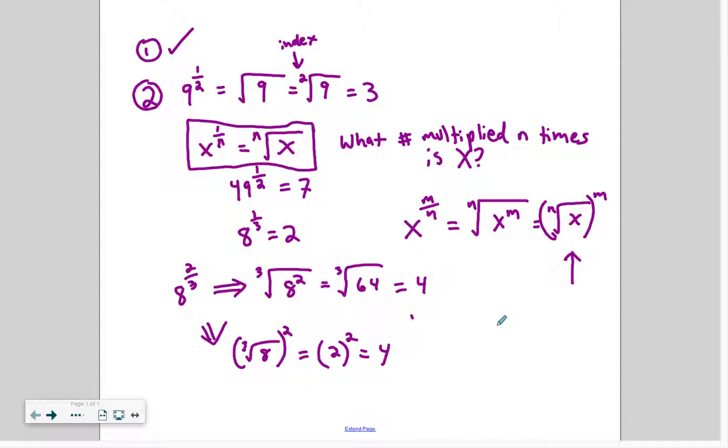Turns out you can also use this rule when trying to write in 2 different forms. So remember that rule, I'll write it one more time, or at least half of it: x to the m over n.